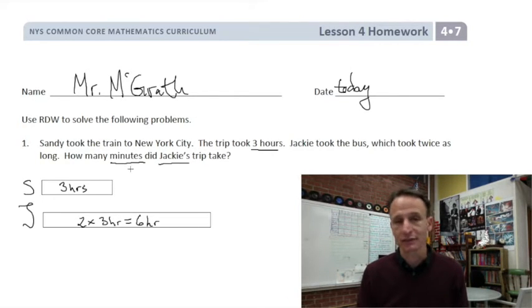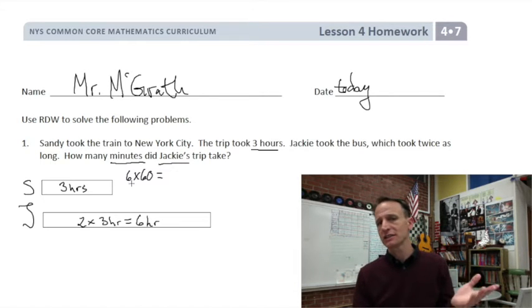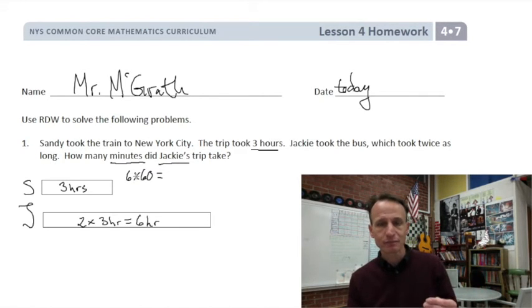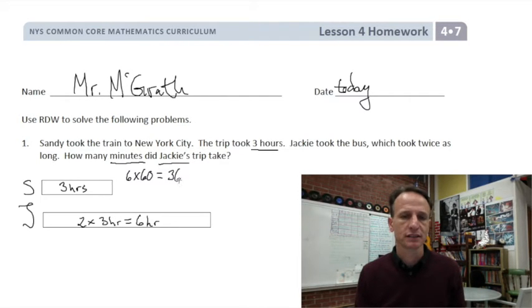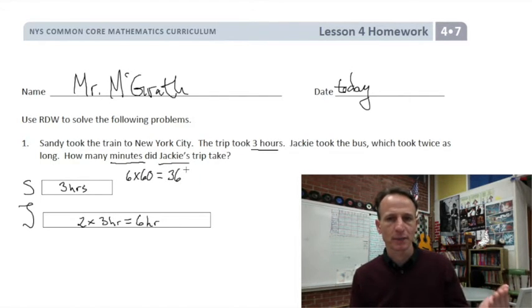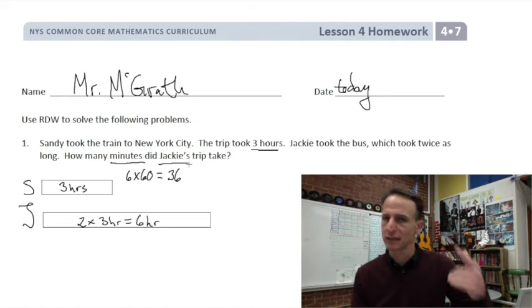What do we do there? For minutes, there are 60 minutes in an hour. So if we do 6 times 60, that will give us the number of minutes. And remember, we can break this down into 6 times 6 times 10. 6 times 6 we know is 36. And then we're going to multiply that by 10, ride that times 10 slide. Remember that from way back in modules 1 and 2.